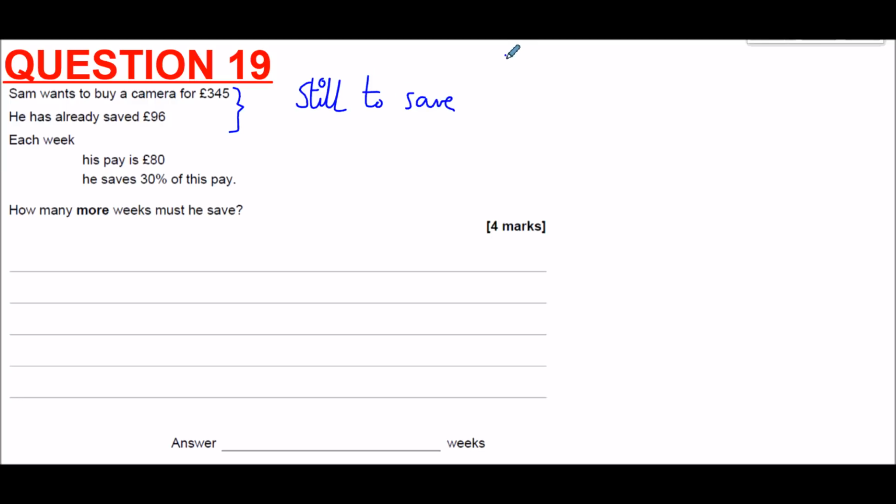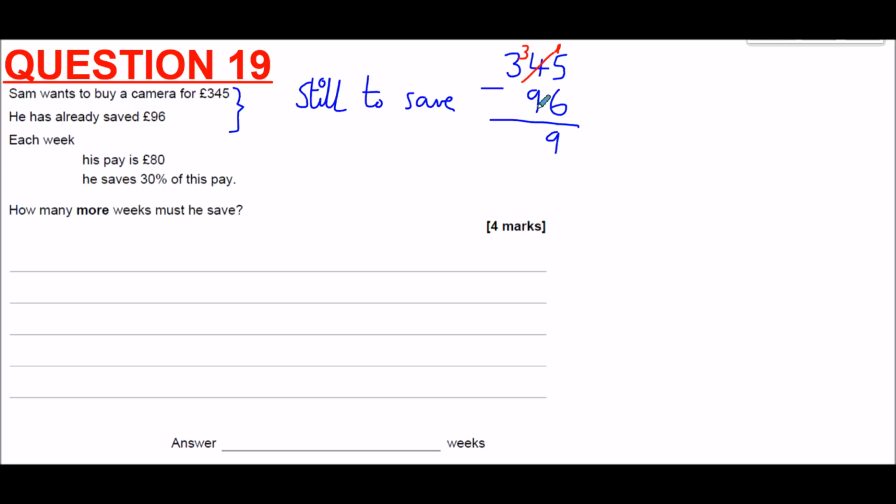So he needs to save £345 in total, of which he's already saved 96. So 345 take away 96 will tell us how much he still needs to save. 5 take away 6 we can't do, so we can borrow one from the 4, which becomes a 3, and the one we've borrowed goes next to the 5, which now becomes 15. So 15 take away 6 is 9.